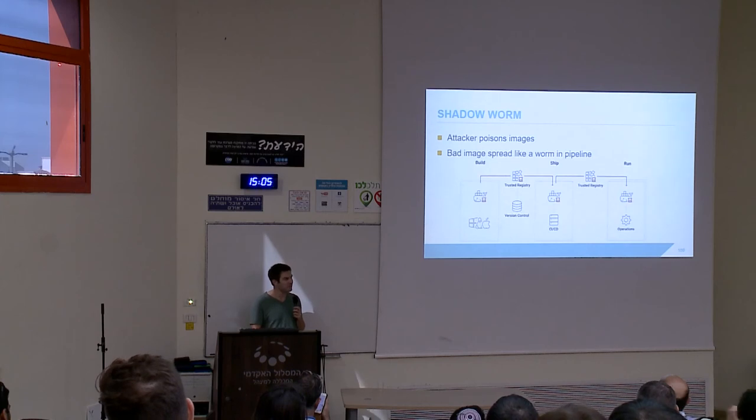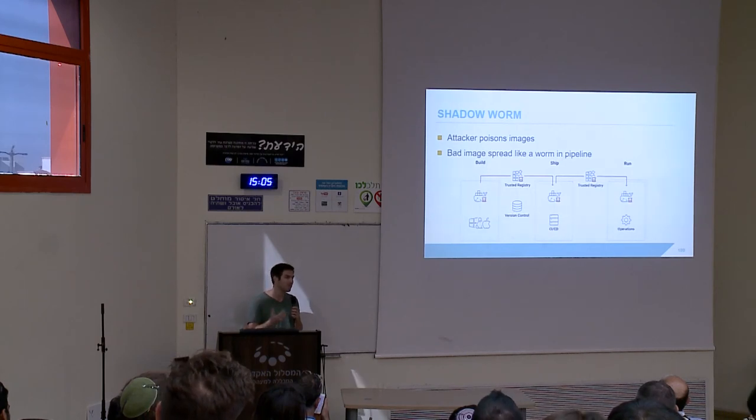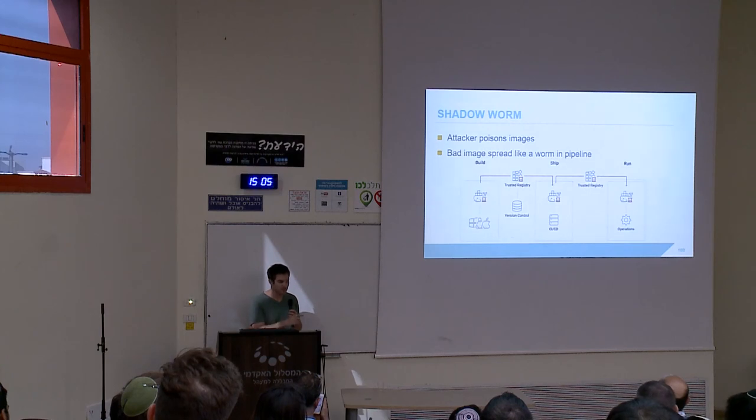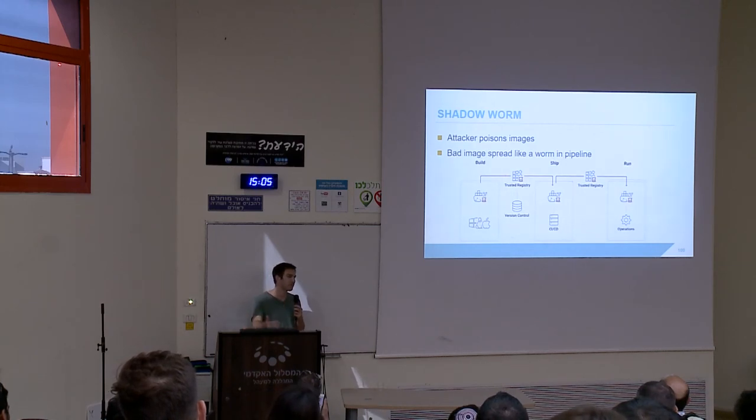Another danger of such attacks, like I touched on at the beginning, is the shadow war. If it's a developer and it's writing images that are used finally in production, you can infect the layer, you can put some other malicious code there, and if you do it good enough, it will propagate throughout the pipeline and you won't be discovered.